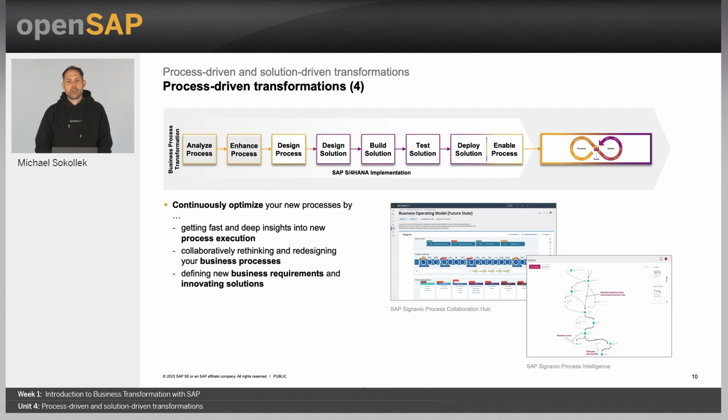Upon completion of the SAP S/4HANA transition, the existing process template is incrementally enhanced, and the newly implemented processes are continuously optimized. Like in the analysis phase, fast and deep insights are obtained using SAP Signavio Process Insights and SAP Signavio Process Intelligence. SAP Signavio Collaboration Hub allows customers, users, to access process models and assess the process performance. Now let's take a look into the solution-driven transformation.